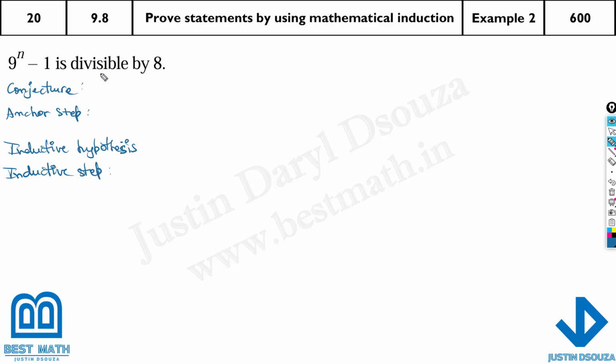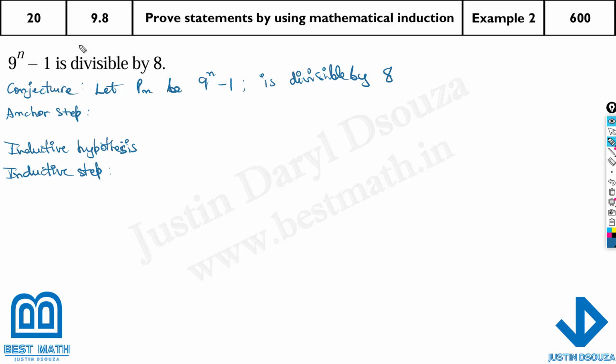Now what is the conjecture? We will just tell this variable to be something. I can tell anything, but let's take it as Pn. Generally it's written like that in your textbooks. Let Pn be this statement: 9 raised to power n minus 1, which is divisible by what? It is divisible by 8.